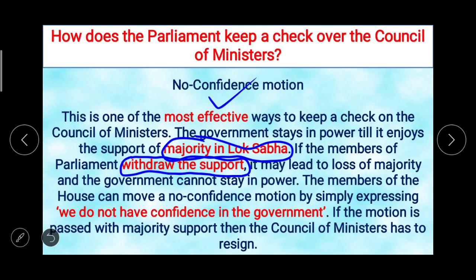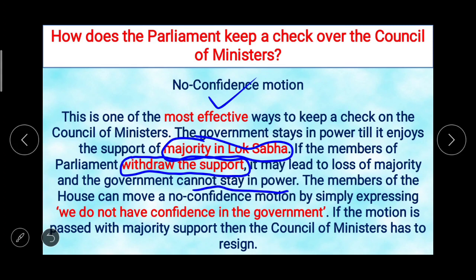If the members of the parliament withdraw the support, it may lead to the loss of majority and the government cannot stay in power. The members of the house can move a non-confidence motion by simply expressing we do not have confidence in the government, and if the motion is passed with majority support, then the council of ministers has to resign. This means that particular government, of the particular party, does not remain in the country from that time, and then the process of forming the next government starts.